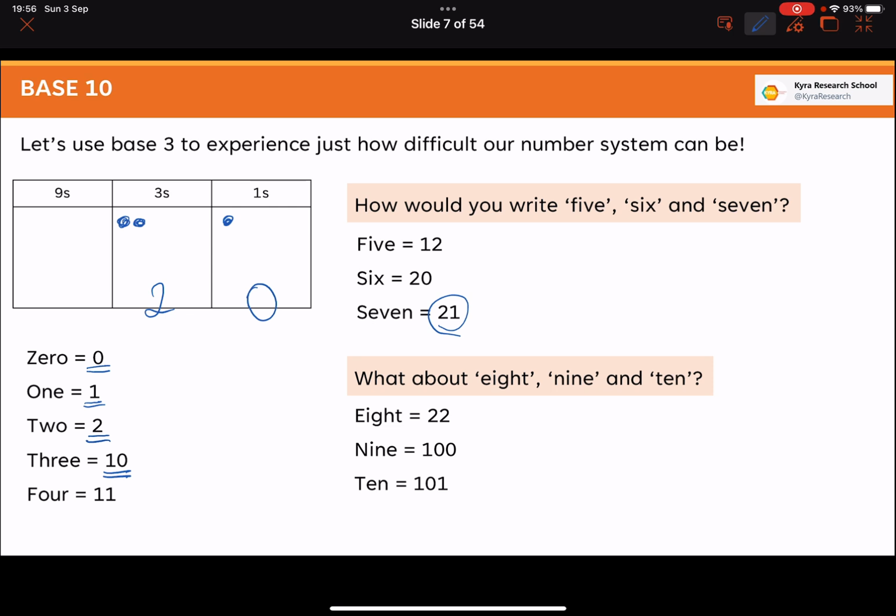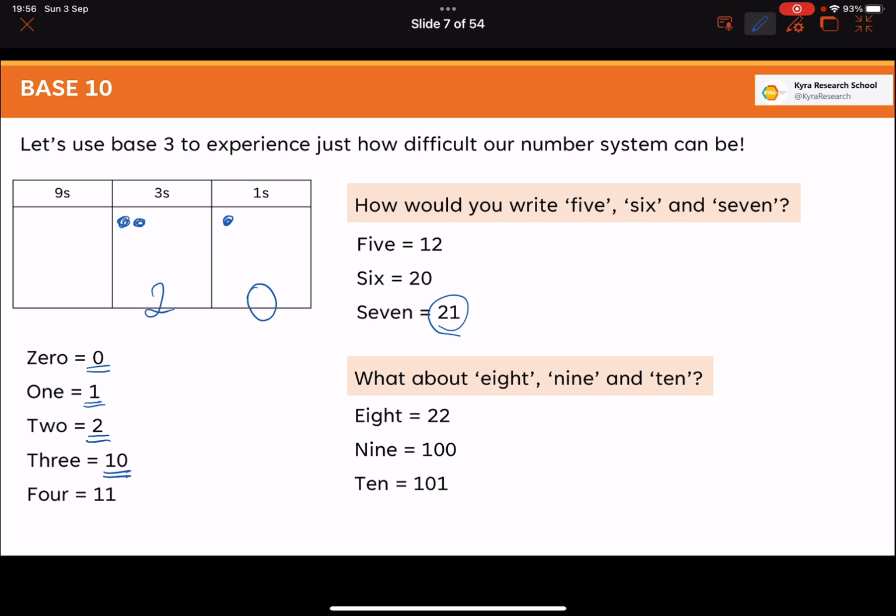Okay, and then for the second part of the challenge, you can see just how confusing it starts to get when we move into 3-digit numbers. So for example, the number 9 being made up of a 9's counter with no 3's counter and no 1's counter, and so you'd end up with the 100 that's going on there.